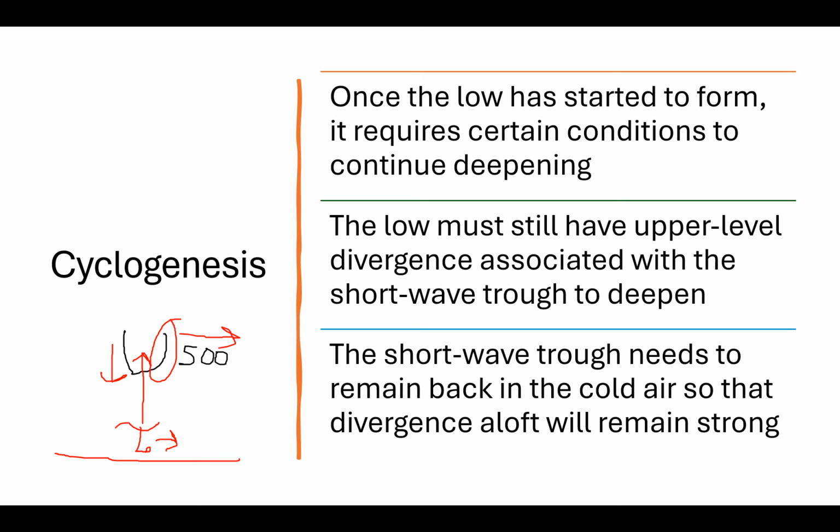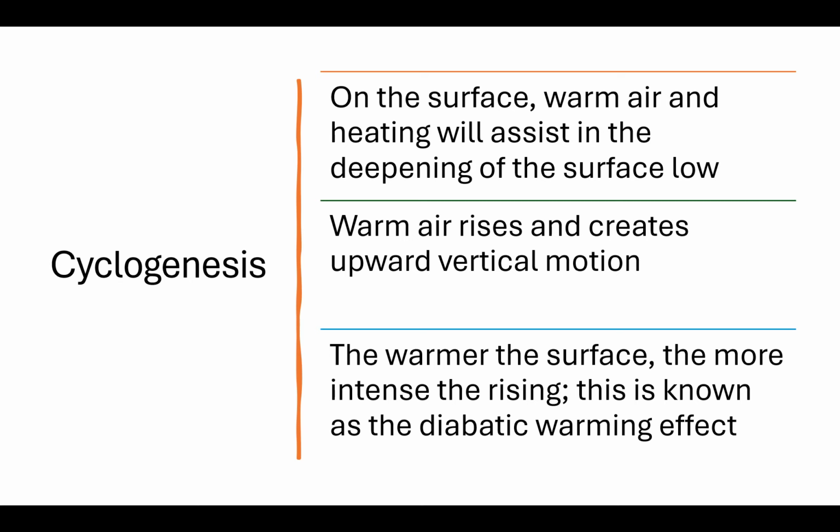So you have to watch the position and how these troughs are in relation or orientation to your surface low to determine if you're still favorable for cyclogenesis or whether you're going to enter a weakening low pressure system at the surface. On the surface, warm air and heating will assist in the deepening of the surface low. Why warm air? Why heating? Because warm air likes to rise. Warm air is going to rise, create that upward vertical motion that we need for cyclogenesis. And the warmer the surface the low is over, the more intense the rising air motion in the vertical.